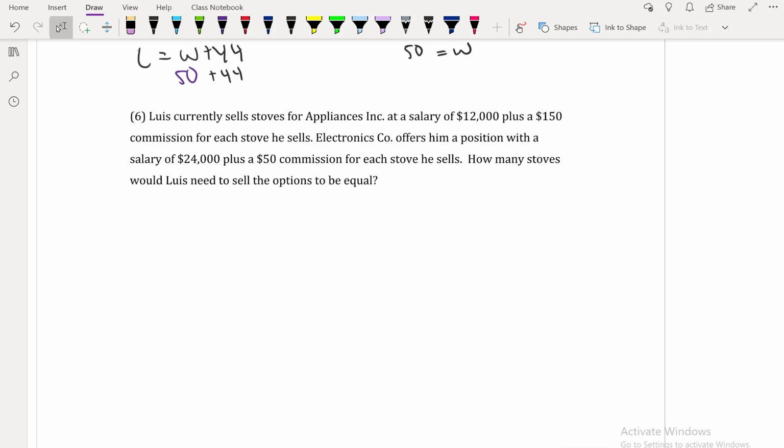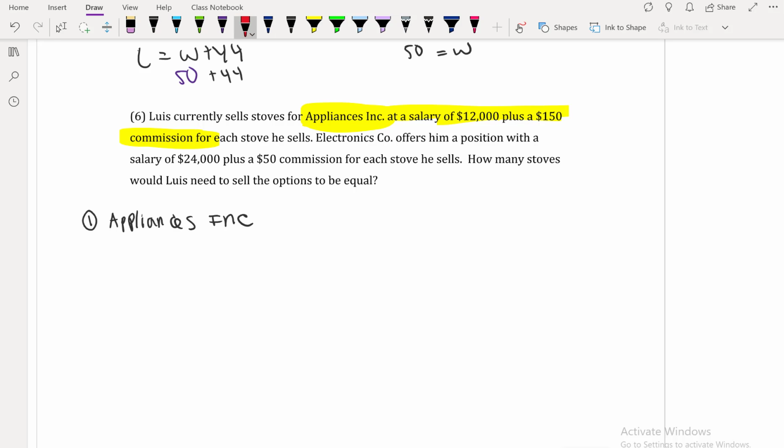So he wants to know when these equations are going to be equal. You might be thinking, what equations? Well, we have to come up with those equations. So here's the first one. This is your salary plus a $150 commission, and that's for Appliances Inc. So let's call one the Appliances Inc.